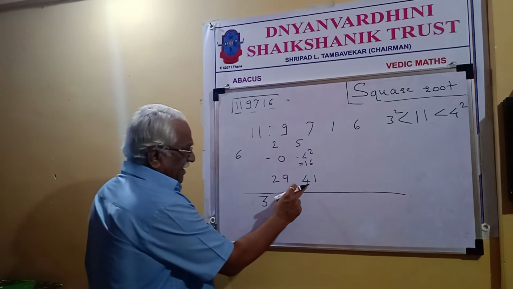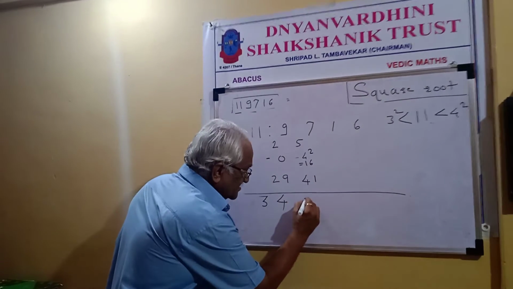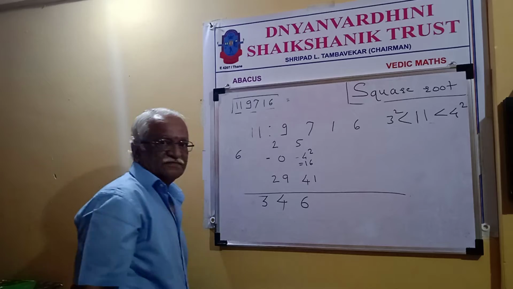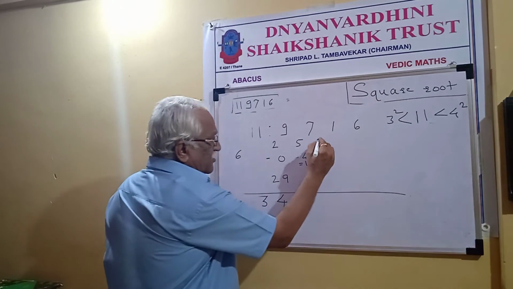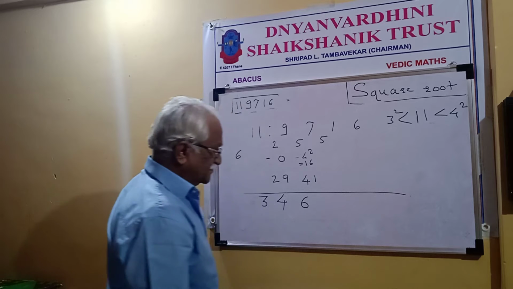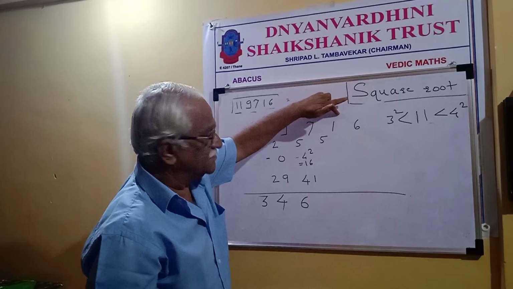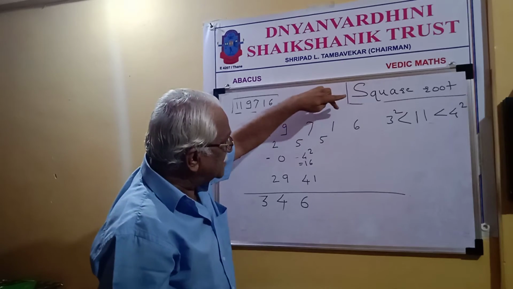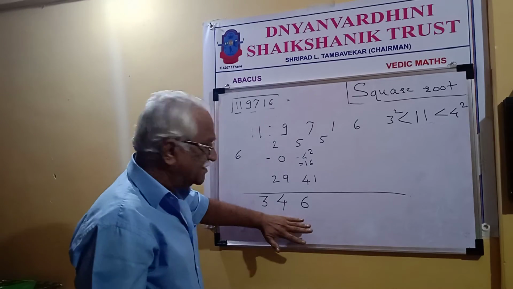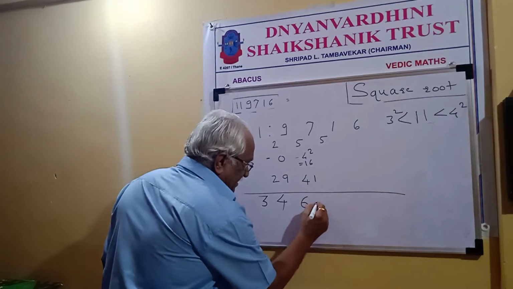Now again we have to divide 41 by 6. 6 6s are 36. Remainder 5 prefixes to the next digit, that is 1. Now here 3 groups are there, so our square root should be in 3 digits. So here we have put a decimal point.